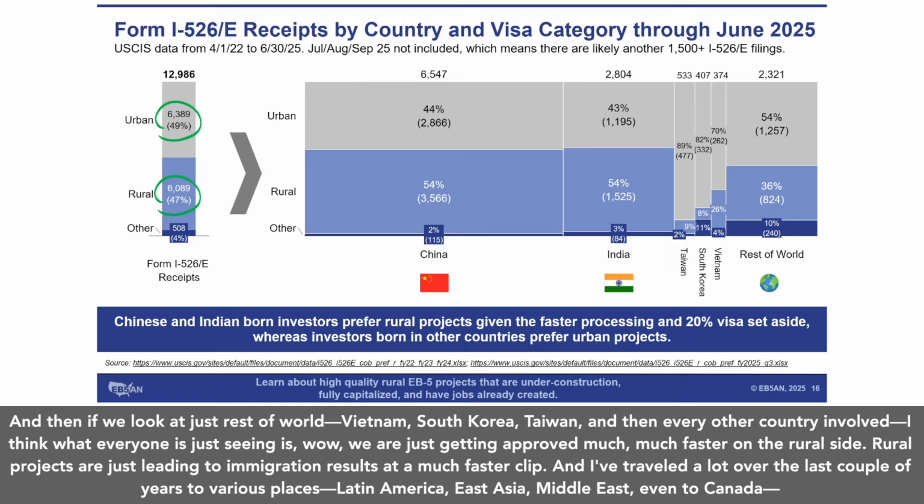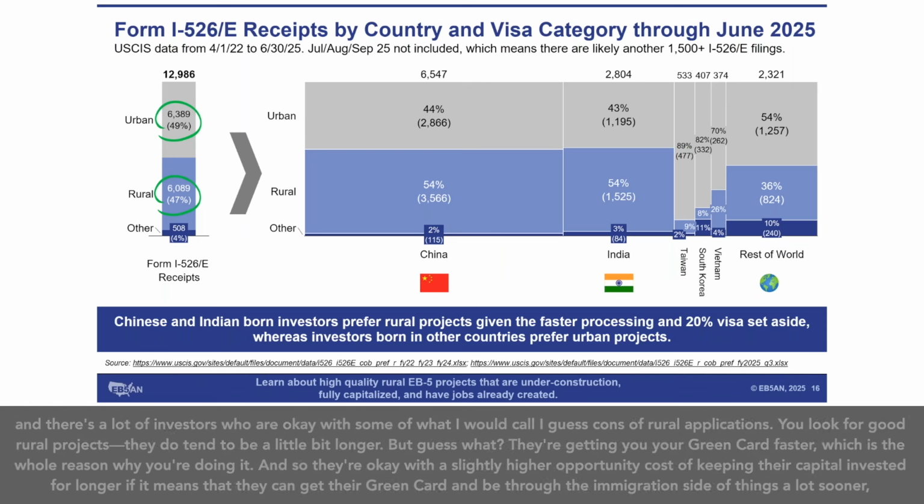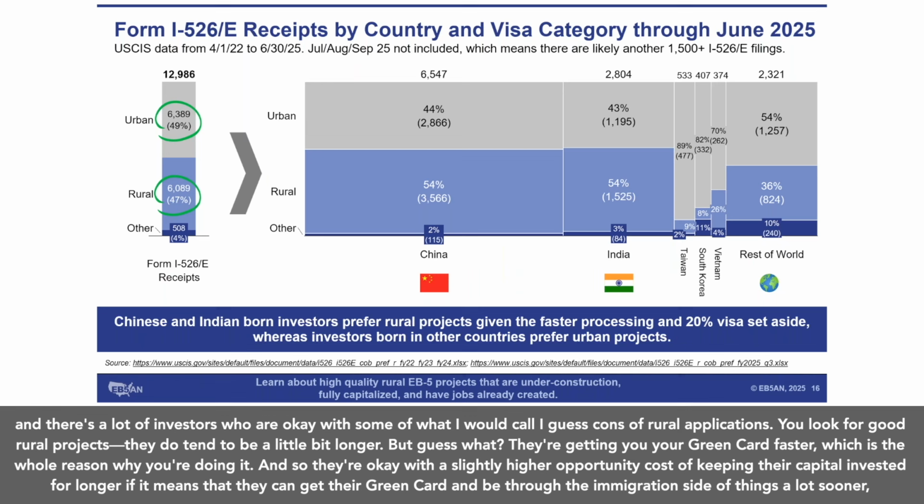And then if we look at just rest of world, Vietnam, South Korea, Taiwan, and then every other country involved, I think what everyone is just seeing is, wow, we are just getting approved much, much faster on the rural side. Rural projects are just leading to immigration results at a much faster clip. And I've traveled a lot over the last couple of years to various places, Latin America, East Asia, Middle East, even to Canada. And there's a lot of investors who are okay with some of the, I guess, cons of rural applications, which, if you look for good rural projects, they do tend to be a little bit longer, but guess what? They're getting you your green card faster, which is the whole reason why you're doing it.